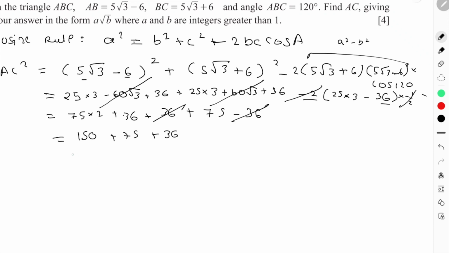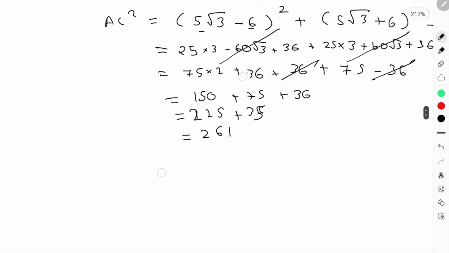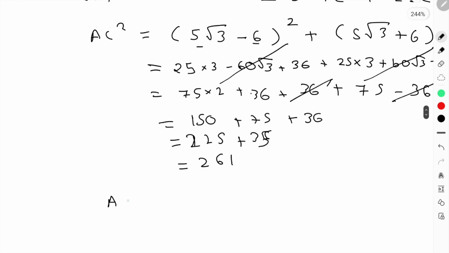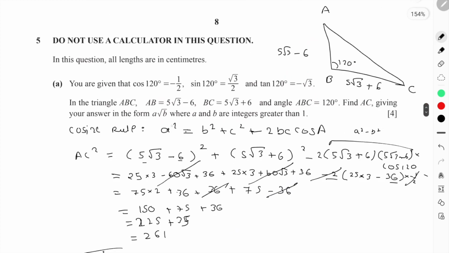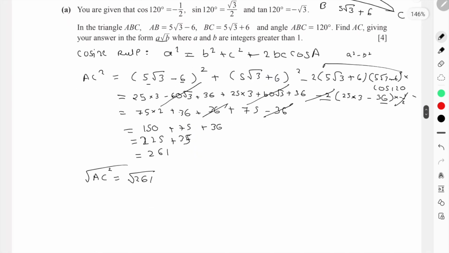Okay, so what is this? 225 plus 36, and then 261. Okay, and that's the squared, and now we have to square root AC. So we got to simplify this, and then we have to give it in terms of this, so we can't just leave it. And then let's see, what can we do?